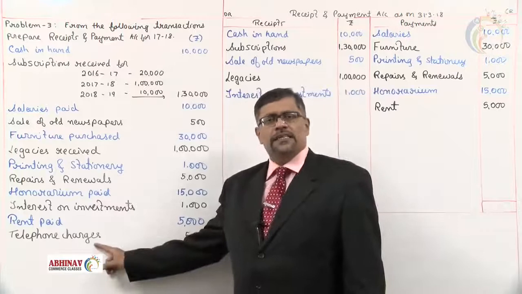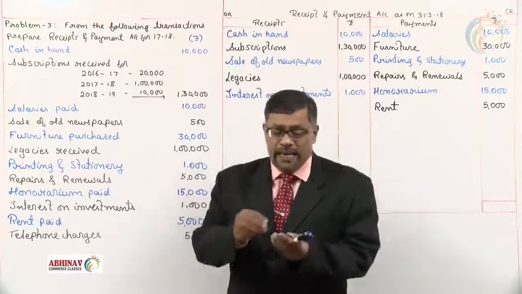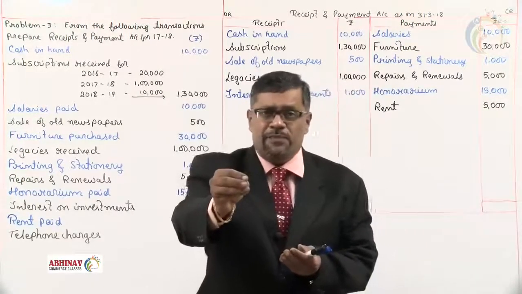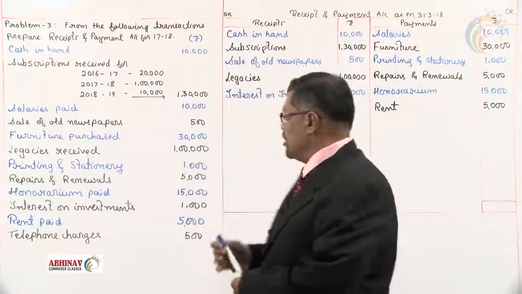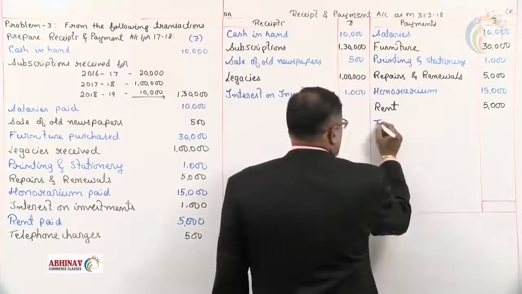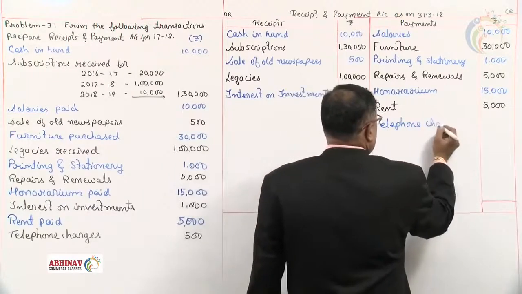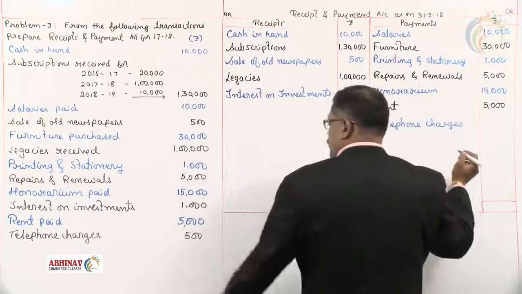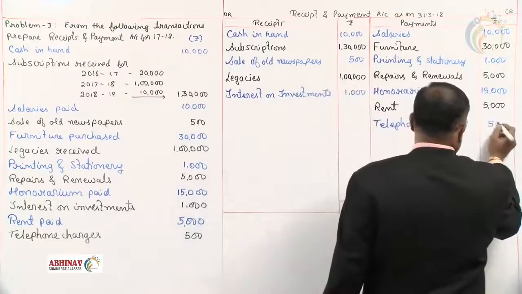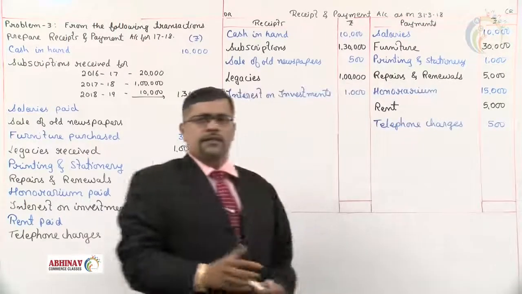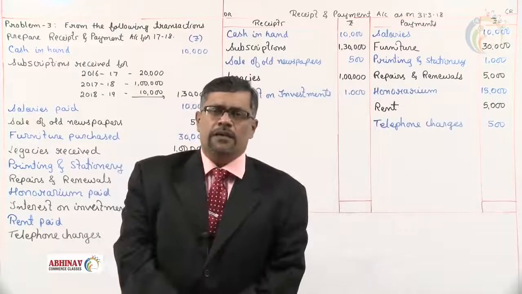One last, telephone charges. Again, we have to pay the telephone charges as expenditure. When you pay the telephone charges, cash goes out, it's a payment. Telephone charges rupees 500. That's all. This is how we prepare the account.